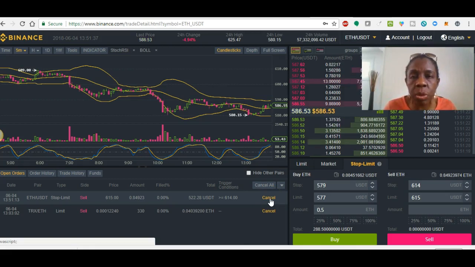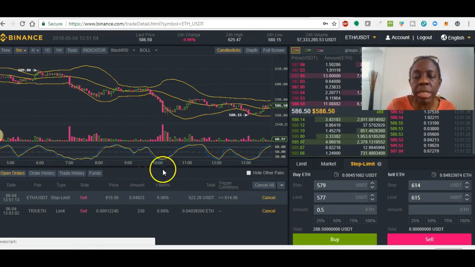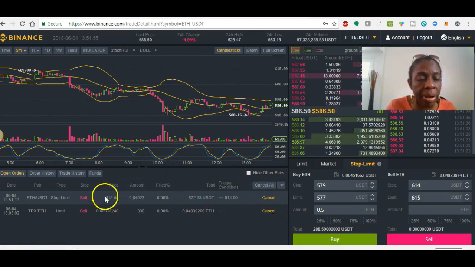It will be in a situation where I happen to be in front of my screen and I can see that the price is trending up fast, and I know it's not just going to hit 615, it's going to go beyond. Then I can just click here, cancel, and reset this order to a slightly higher price, maybe $618. So that's pretty much that.